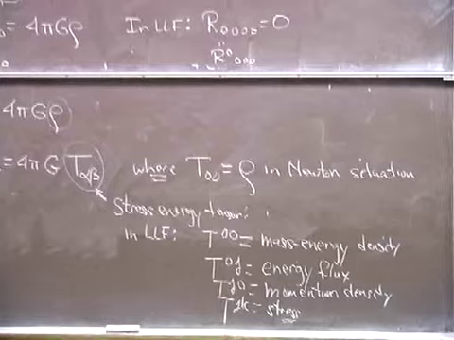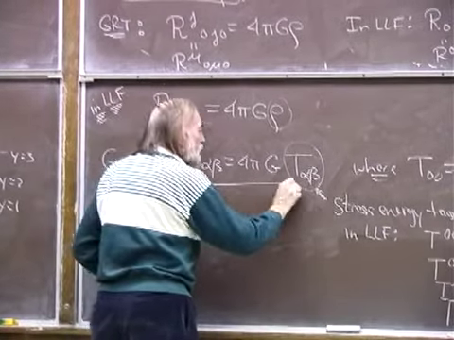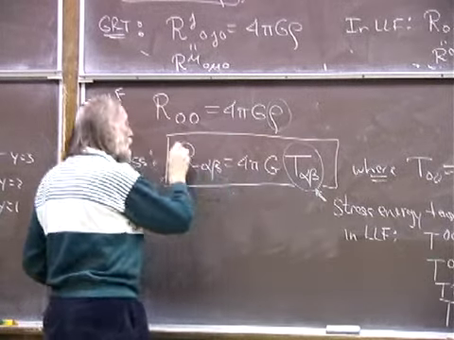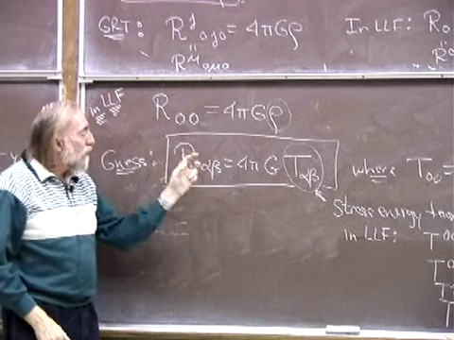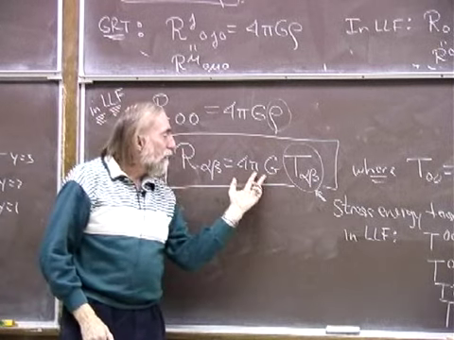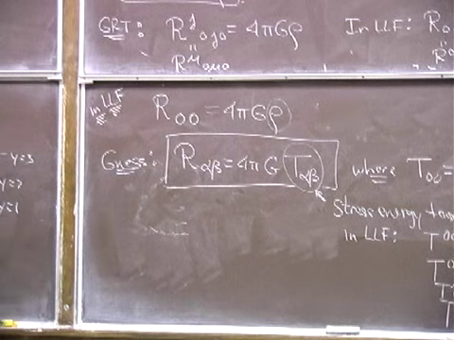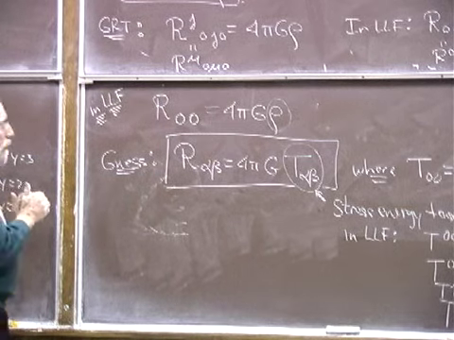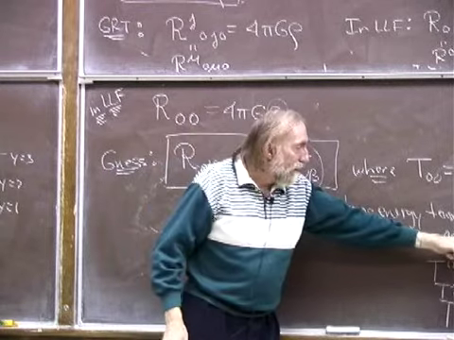And so our guess at this point is that the Einstein equations should say that R_{αβ} is 4πG times T_{αβ}. Ricci tensor, aside from some multiplicative factor, is equal to stress energy tensor. The dominant part of the stress energy tensor in a nearly Newtonian situation is the time part, which is mass density.